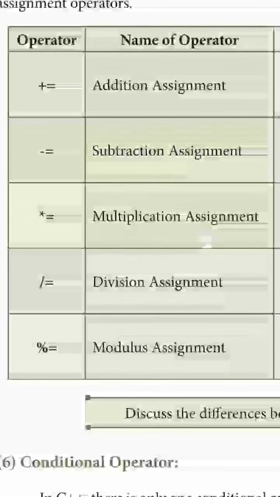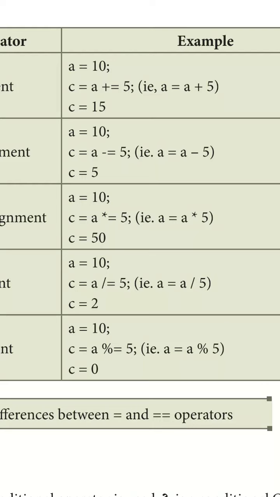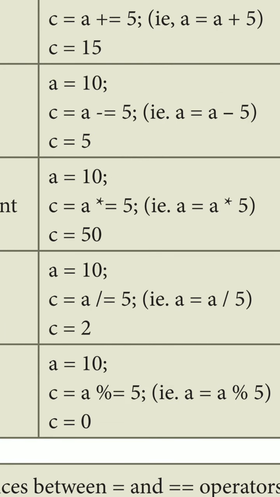So the meaning of this is: a plus equal to 5 means a equal to a plus 5, a minus equal to 5 means a is equal to a minus 5, a star equal to 5 means a equal to a star 5, and a slash equal to 5 means a equal to a slash 5. A percentage equal to 5 means a is equal to a percentage 5, which means the modulus symbol here. So you can understand this in an example.